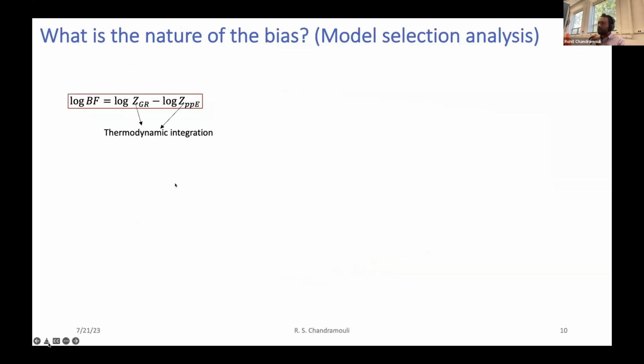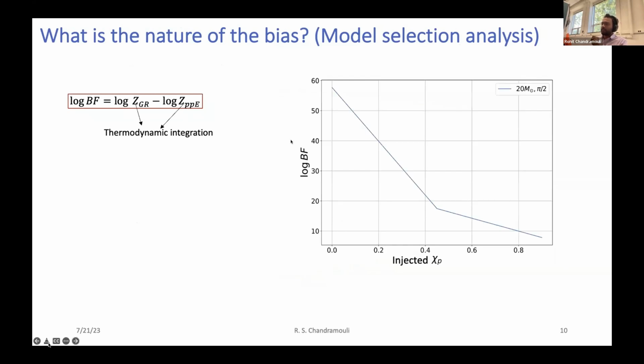Now, we need to characterize the nature of this bias. The way we do this is we look at the Bayes factor in favor of a GR model over a PPE model. The log Bayes factor is given by the log evidence in favor of GR minus the log evidence in favor of the PPE model. I'm plotting the log Bayes factor for different chi-p values, and what we see is that the GR model is essentially favored in all cases. This is for the edge-on case for 20 solar mass. And if you remember, for a chi-p of 0.9, there was significant bias in the recovery.